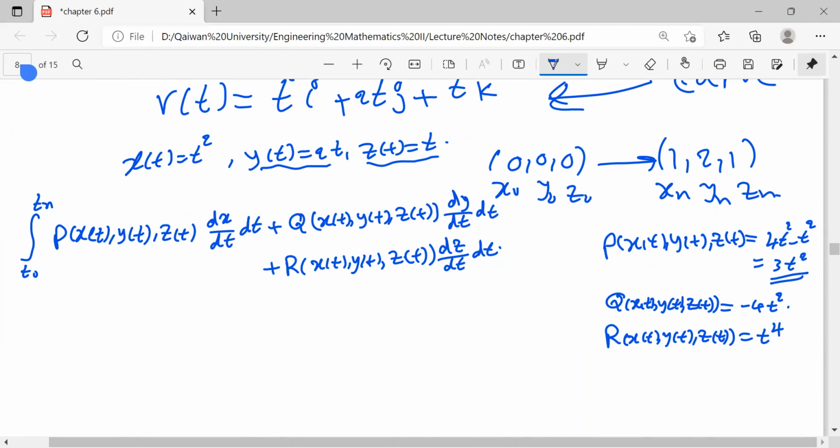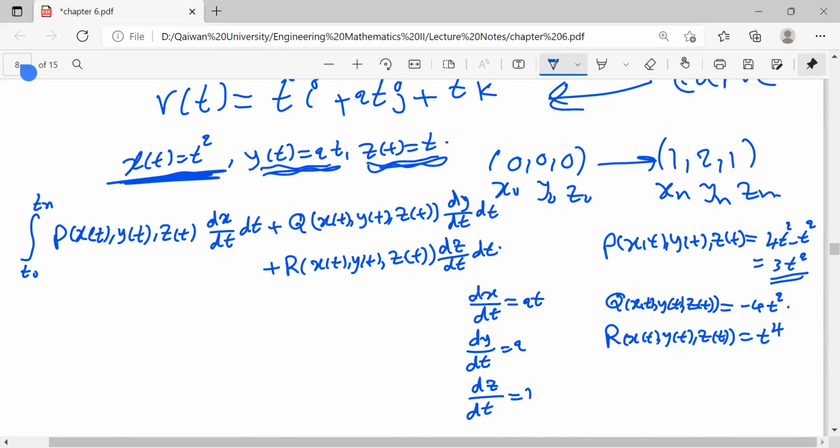And also you should find dx by dt. x is t squared, so dx by dt is 2t. dy by dt is 2 because y is 2t. And dz by dt equals 1 because z is t.